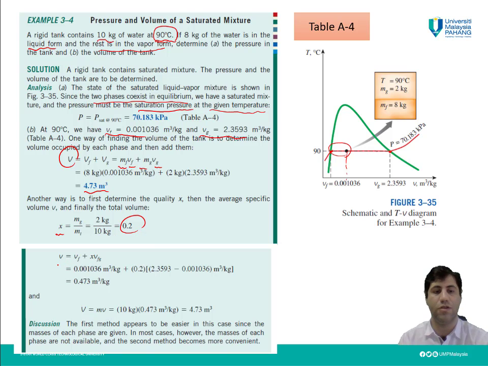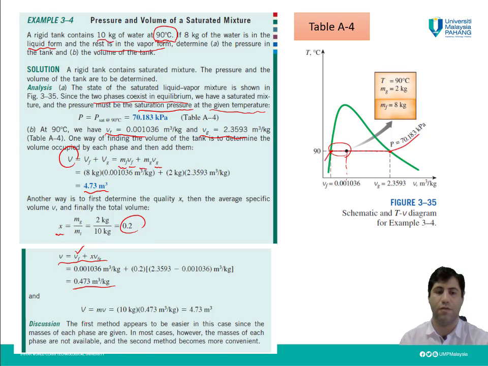Then we can use this equation to find V, the specific volume of the mixture. V equals Vf plus X Vfg. We have Vf here, we have Vg here, and we have calculated X as well. So simply by substitution of the values for these parameters, we can find the specific volume for this mixture.